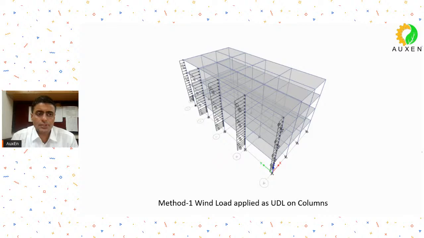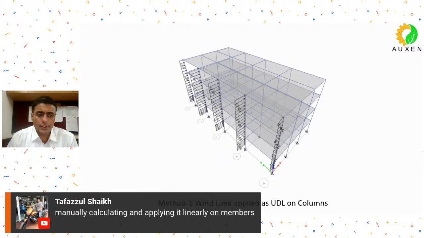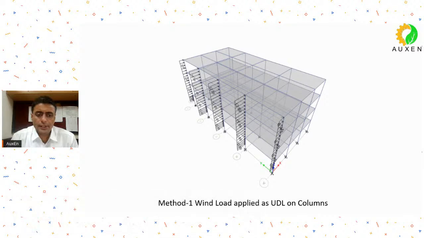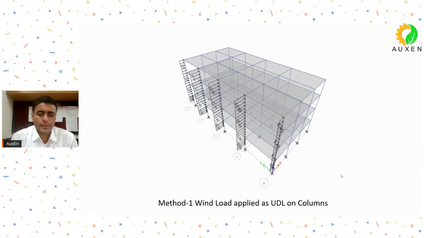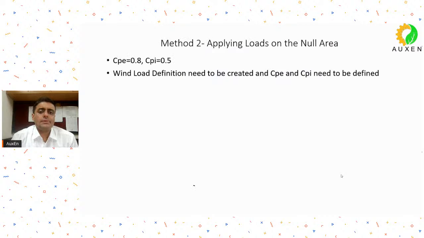Anyway, so this is method 1, the regular way in which we apply wind loads. I'm sure most of us apply wind loads using this method. Yes or no? Yes, I think most of us do it this way. Okay, then we go to method number 2. In method number 2, if you recall, we are going to apply wind loads on the null area. So that's what we are now going to do.